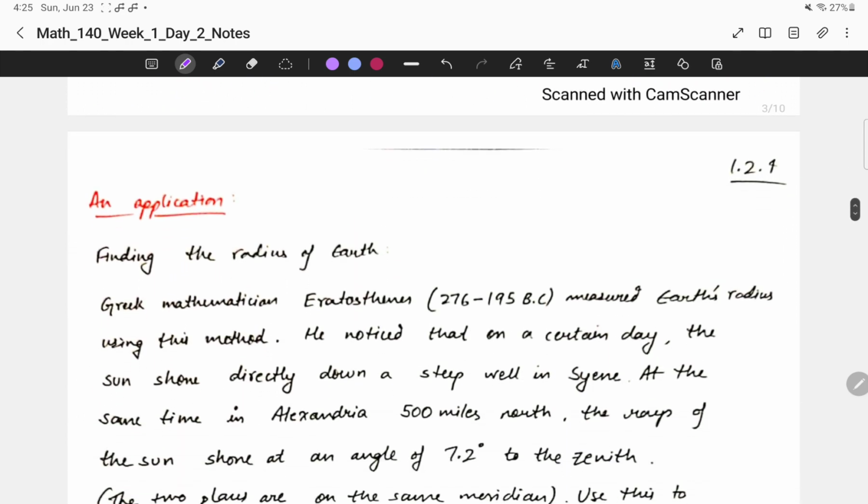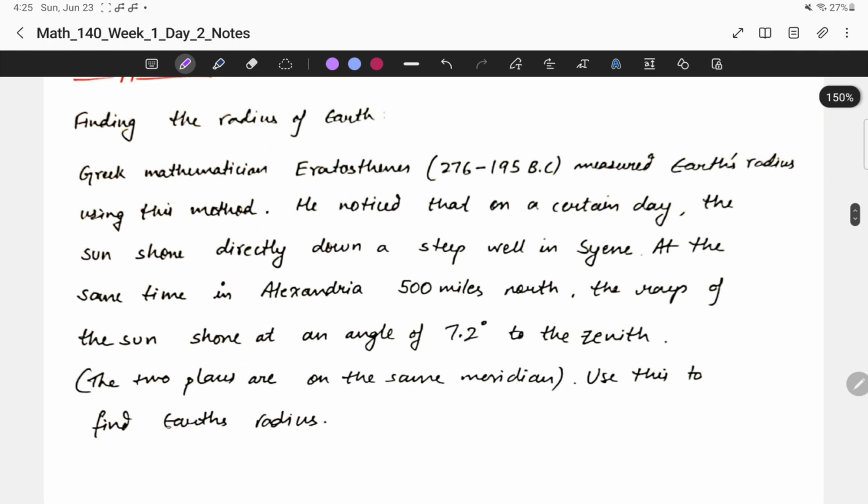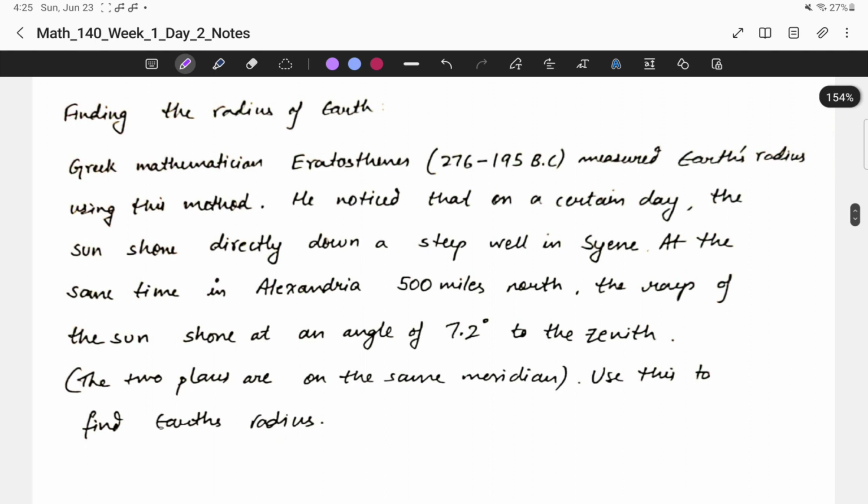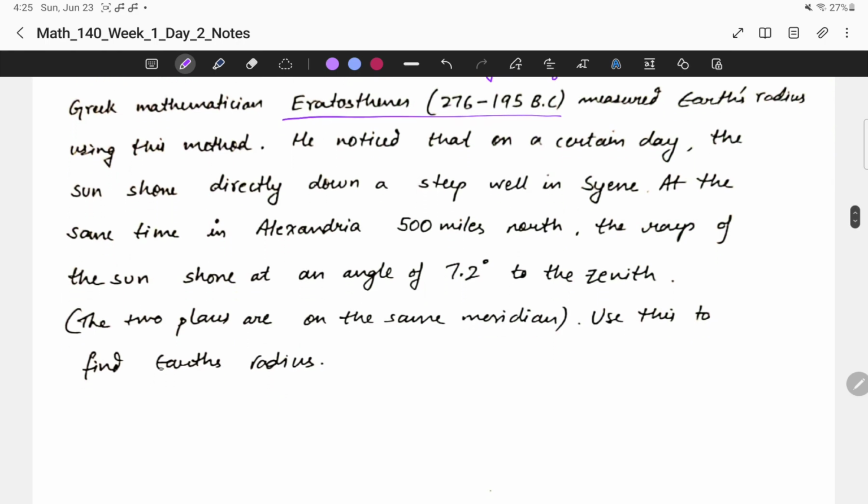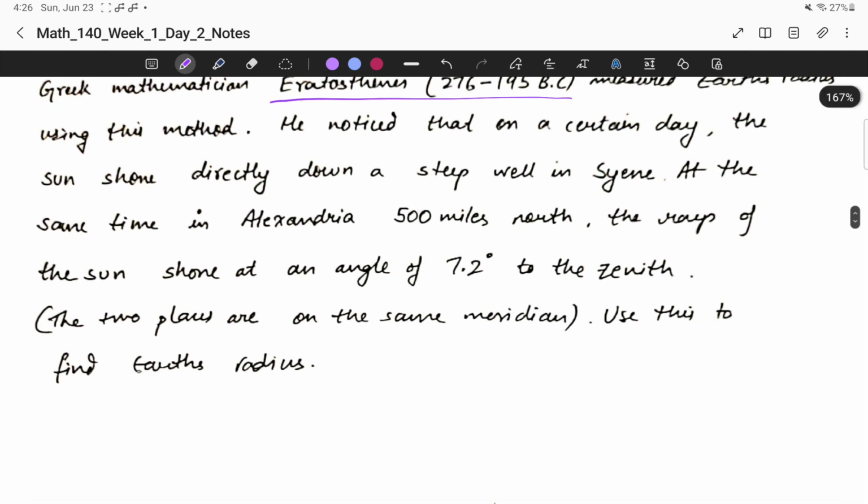Here's an application. Historically, there's a Greek mathematician called Eratosthenes. He measured Earth's radius, a long time back, around 276 to 195 BC, and he basically used this definition of angles and radiuses. What he did was he noticed that on a certain day the sun shone directly down a steep well in Syene.